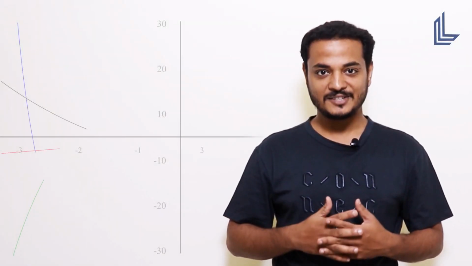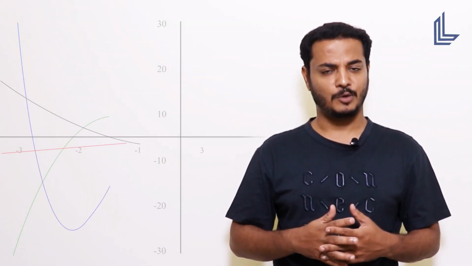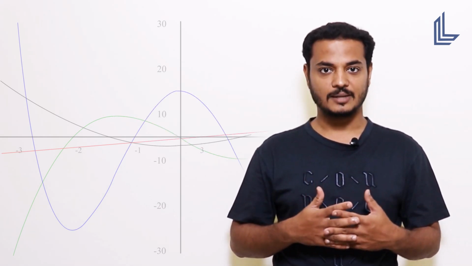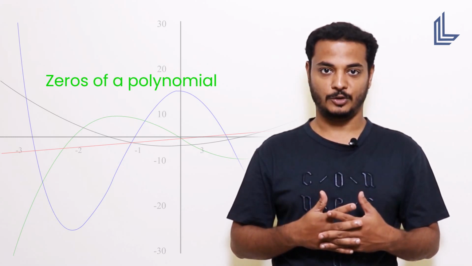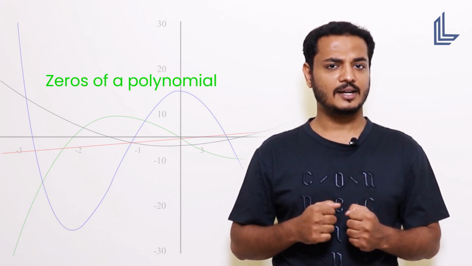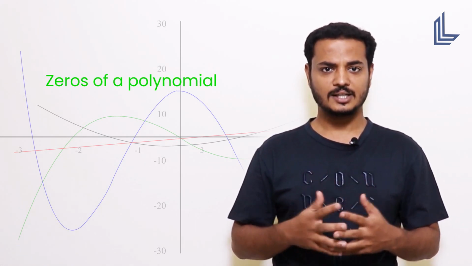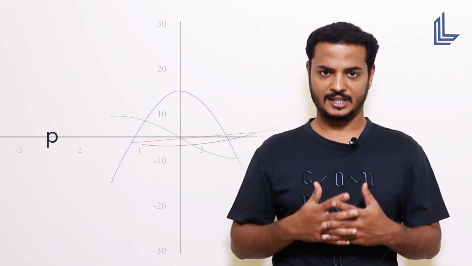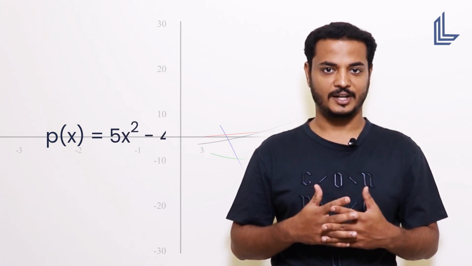Alright, in the previous video, we did a quick overview of polynomials. In this video, we will review another concept, that is zeros of polynomial. So let's consider a simple example. Consider a polynomial p of x given by p of x equals 5x squared minus 4x minus 12.